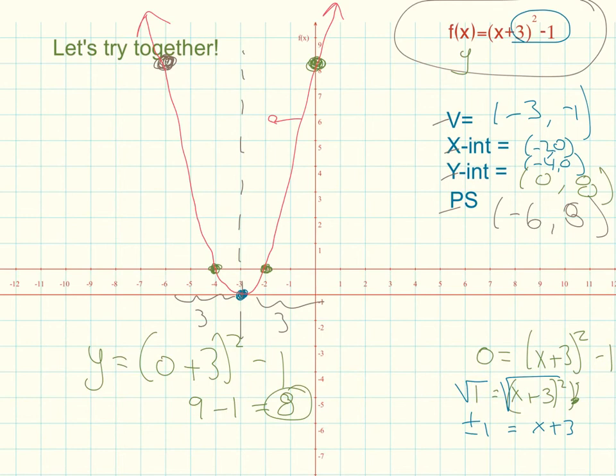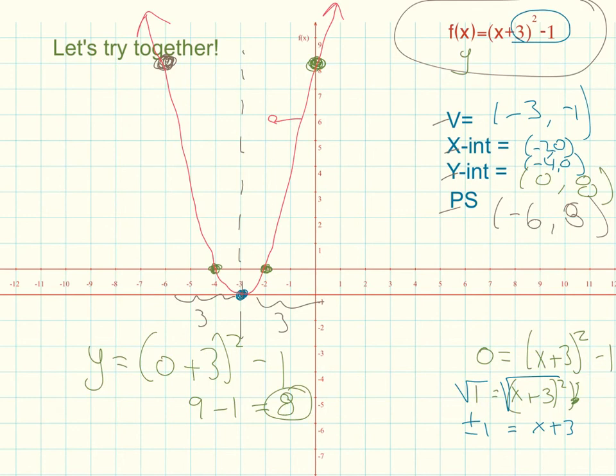We graphed this out, and we really essentially just played connect the dots. So here we have 5 points. You won't always have 5. If there are no x-intercepts or there's one x-intercept, we could have fewer. But you're always going to have the vertex, the y-intercept, and the point symmetric. So you're essentially just playing connect the dots when you're graphing a parabola.